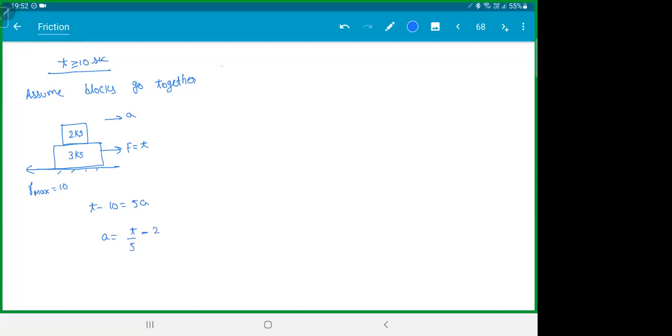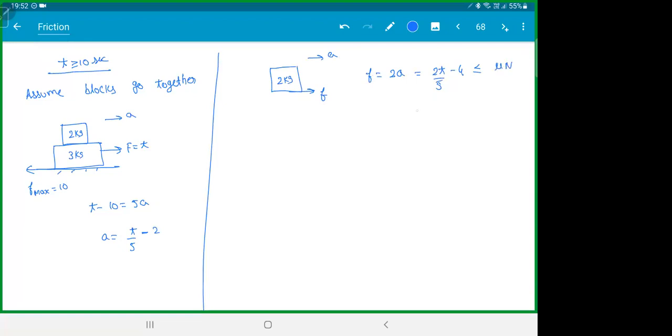Choose any one block. I'll choose the 2 kg block. The only one who's pushing it is friction. F is equal to this. So F is equal to 2A, which is 2T by 5 minus 4. And this value should be less than or equal to F maximum.